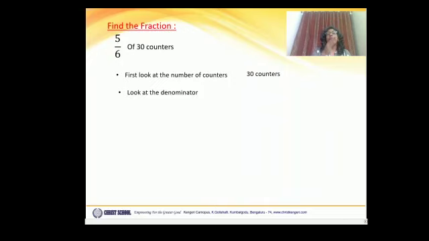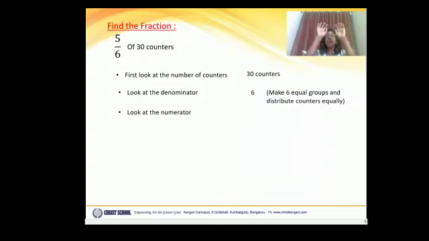6. So you should make 6 equal groups and distribute the 30 counters equally among the 6 groups. Look at the numerator. What is it? 5. So you have to count only the counters from the 5 groups. So among 6 groups, you have to count the counters only in the 5 groups. So that will be your answer and you have to note it down.